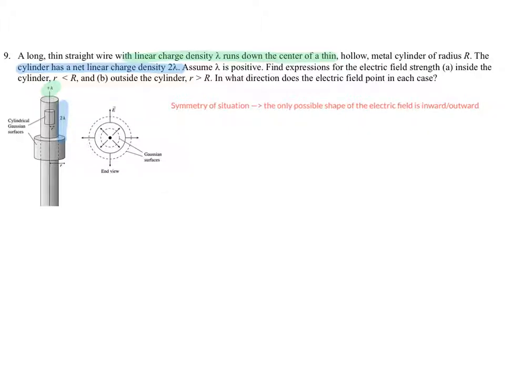And so we use a Gaussian cylinder because it's already a cylinder. And just know that a long, thin wire equates to an infinitely long, thin wire. That means infinitely long. That's the interpretation you should take from those sorts of statements. All right, so let's talk about part A, where r is less than big R.